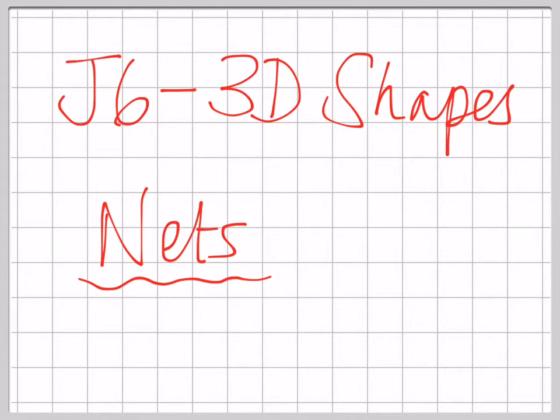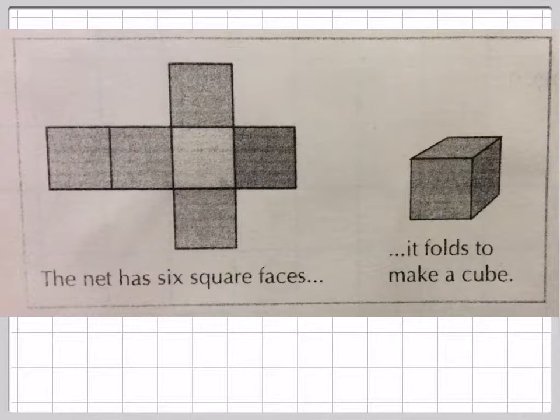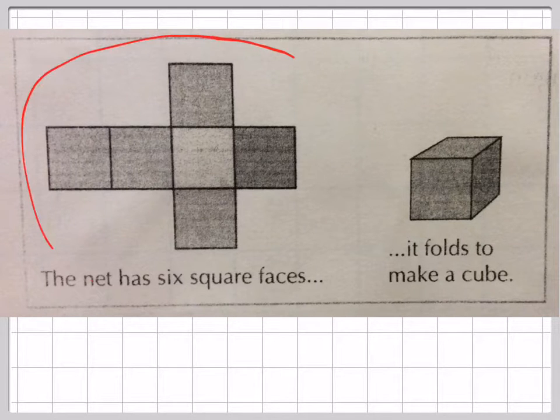Video J6 explains about nets. A net of a shape is when you have a 3D shape which has been opened out to show you all of the faces stuck together. So in theory you should be able to take this and fold it up to make one of these.